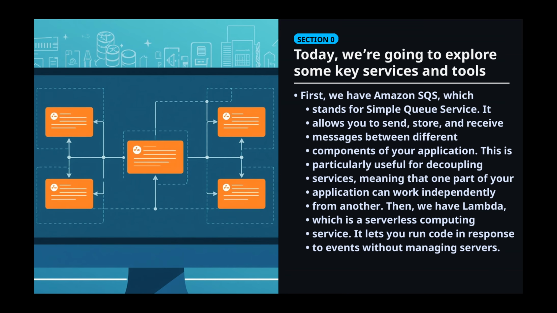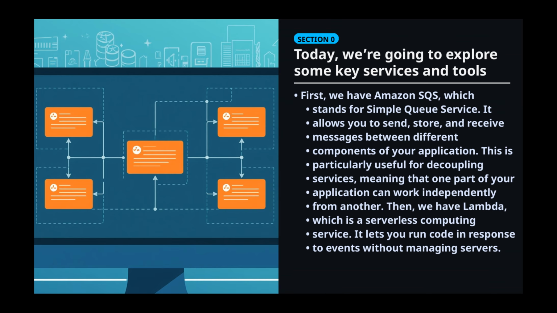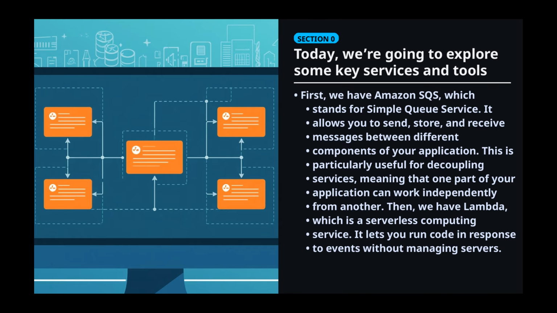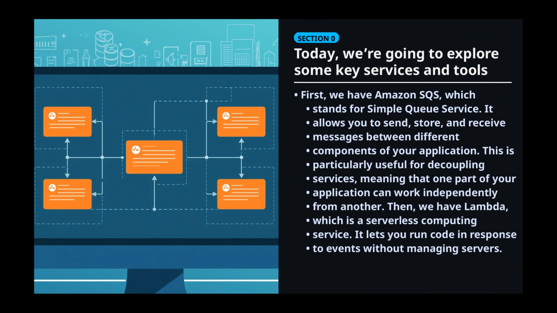Then we have Lambda, which is a serverless computing service. It lets you run code in response to events without managing servers. Next, there are various endpoints for communication, like HTTPS endpoints for web services, email notifications, and mobile push notifications. You can also send SMS messages to mobile devices.